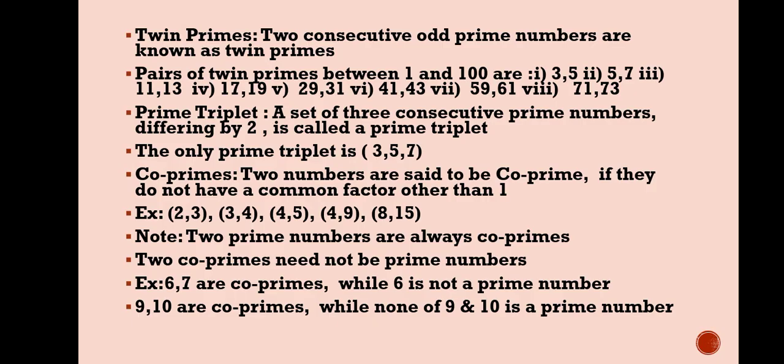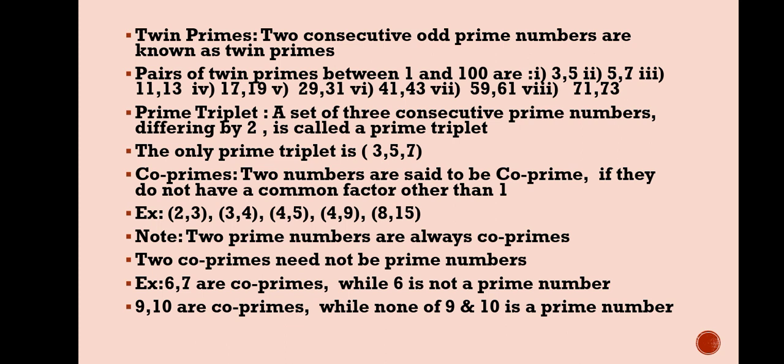Then what is twin primes? 2 consecutive odd prime numbers are known as twin primes. Pairs of twin primes between 1 and 100 are 3, 5; 5, 7; 11, 13; 17, 19; 29, 31; 41, 43; 59, 61; 71, 73. Twin primes, once again, 2 consecutive odd prime numbers are known as twin primes.